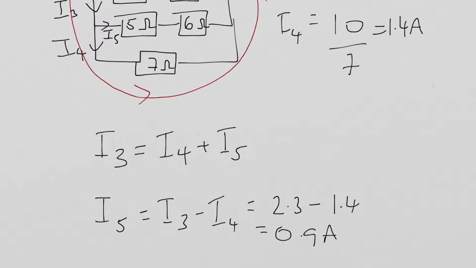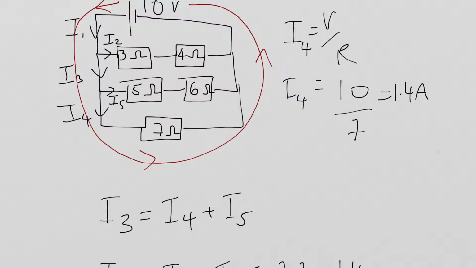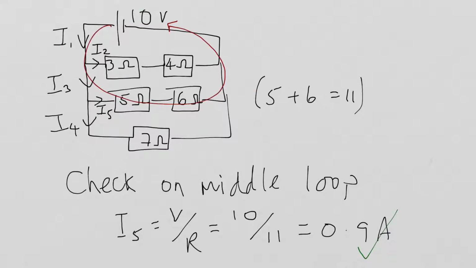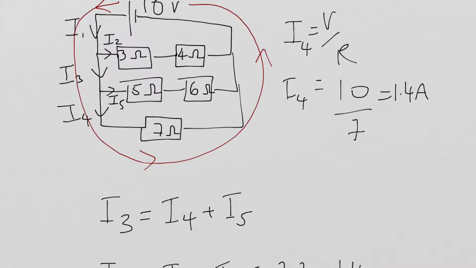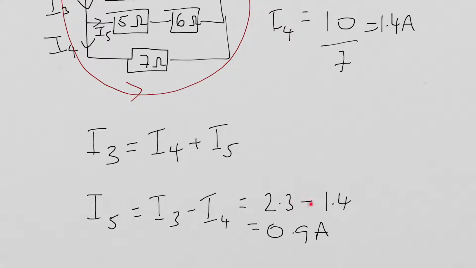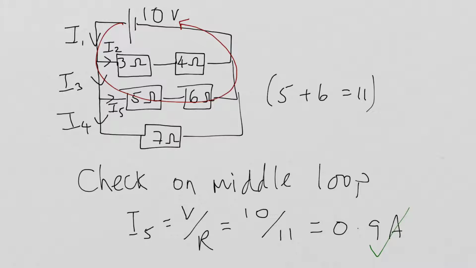So what's useful about doing these circuits is you can just see if your answer is likely to be right. So we can again do the same calculation, but this time focusing on this loop, so that encompasses I5 going through those two resistors. We know the voltage is still 10 in that loop. Now the resistances, well, they're in series with each other, so they add up to 11. So it's voltage 10 over 11, which then gives us 0.9 amps, which is what we got down here for I5 as well. So big tick.